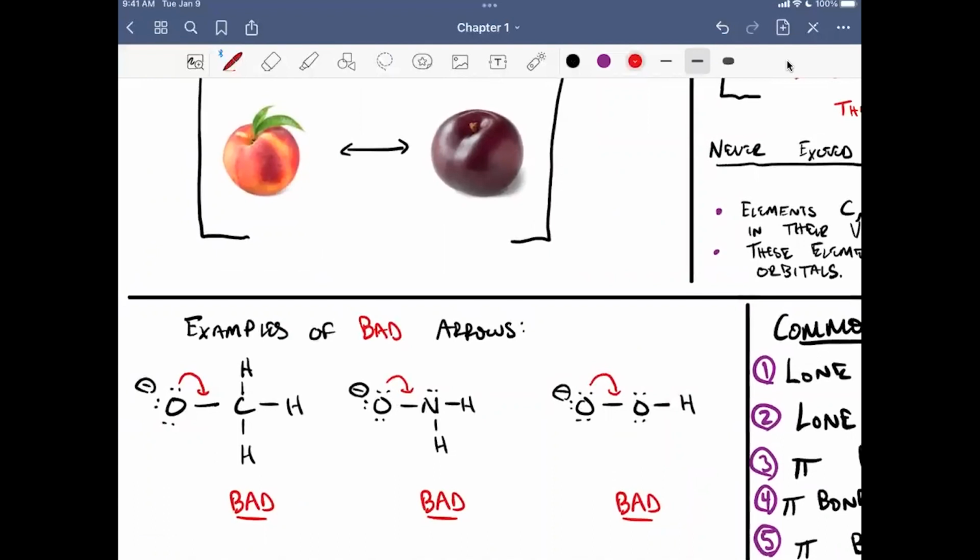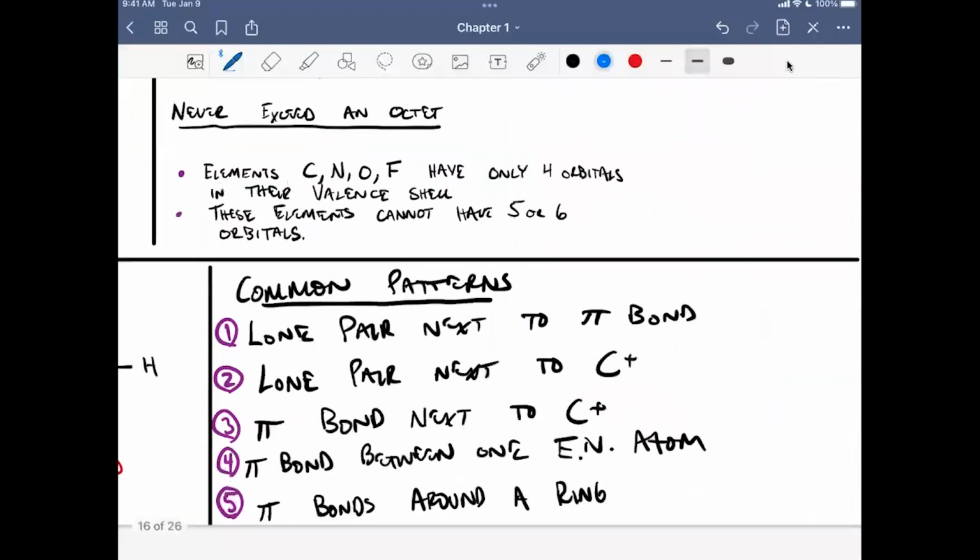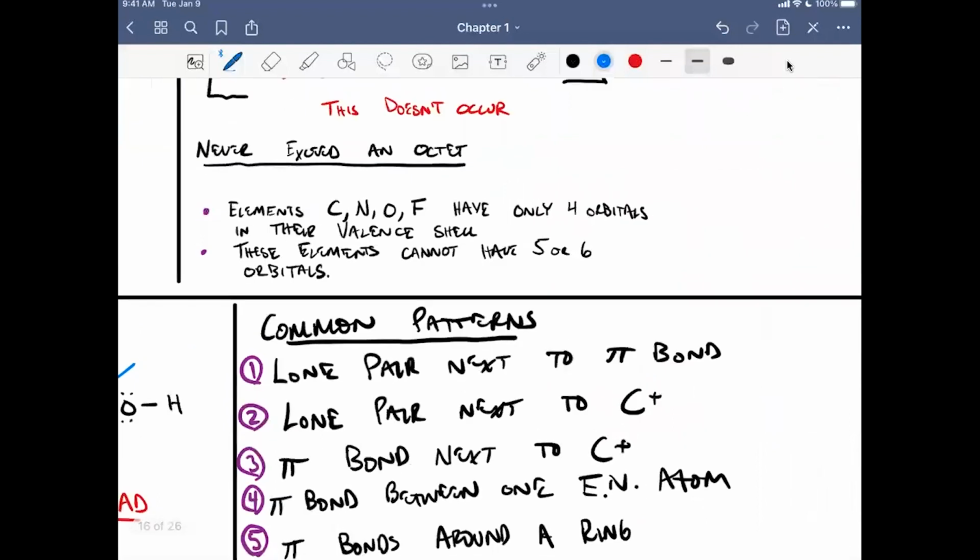These are examples of bad arrows, stuff that would not happen in resonance. You can notice with an arrow, let me pick a different color, we have the tail of the arrow, and we have the head of the arrow. You can see another example right here. The tail is where the electrons are currently, and the head is where you're trying to place them. So these arrows are very important, and you want to be specific on where you put them in resonance.